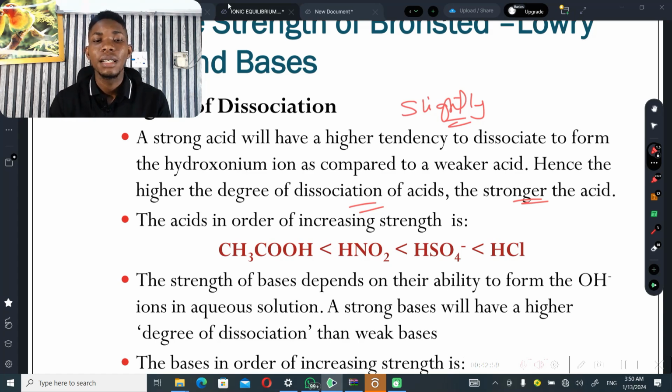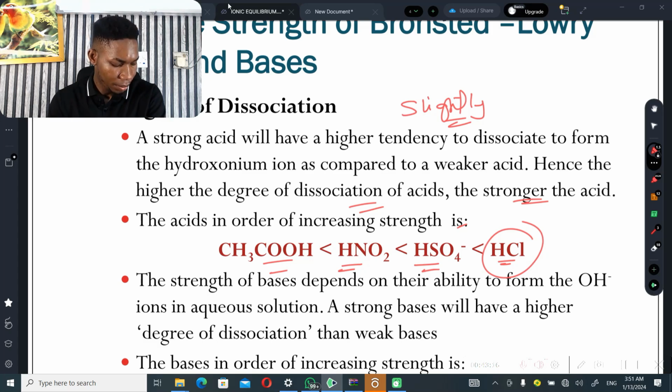a weak acid. For instance, if you look at this, acetic acid is a weak acid compared to HNO2, compared to H2SO4, compared to HCl. So HCl is a stronger acid as compared to H2SO4 negative. Why? The acetic acid is the weakest of all those acids that are listed there. Is that okay?